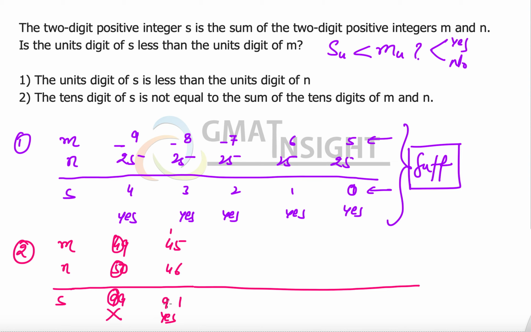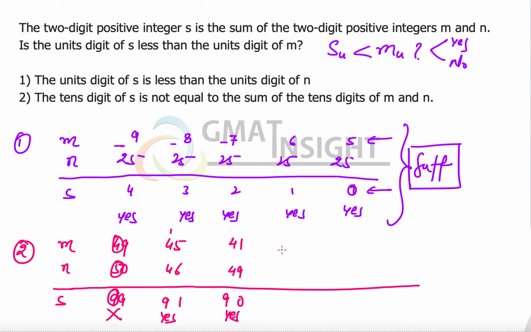Now, in order to prove that the statement is not sufficient, I would like to increase the value of the unit digit of s and decrease the unit digit of m. So I'm taking another value, let's say 41. Then I can take here 49 for instance, and in that case 49 plus 41 becomes 90. And in that case, once again, the answer to the question is yes, because the unit digit of s is still less than the unit digit of m. And the case is acceptable because the sum of the tens digit of m and n is not the same as the tens digit of s. Let's take some more instances.